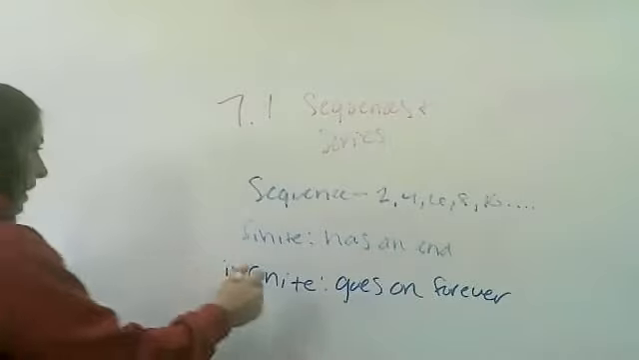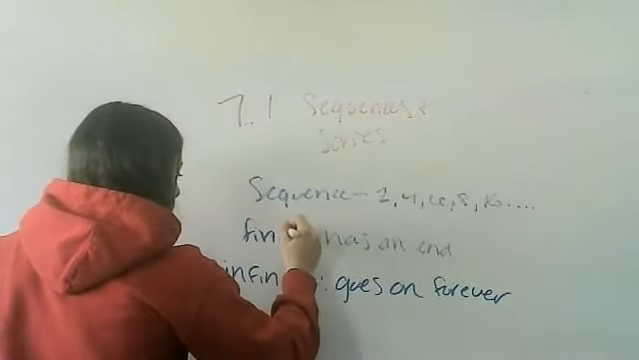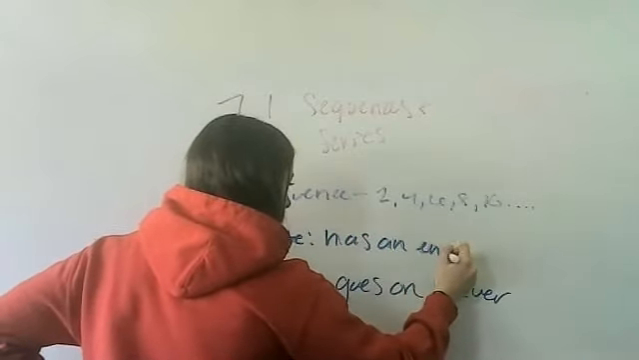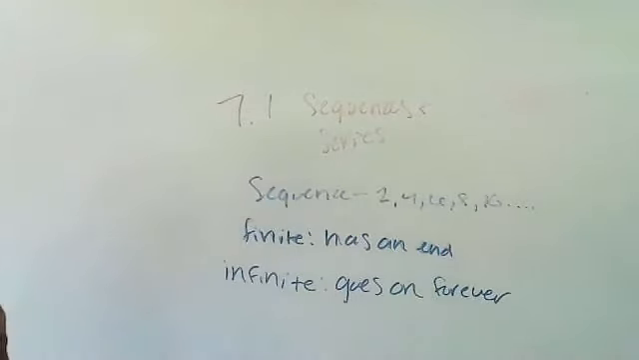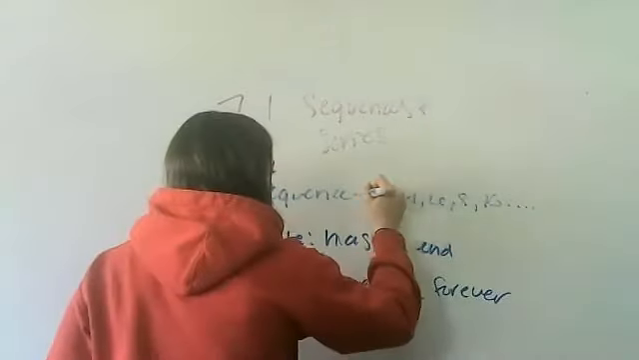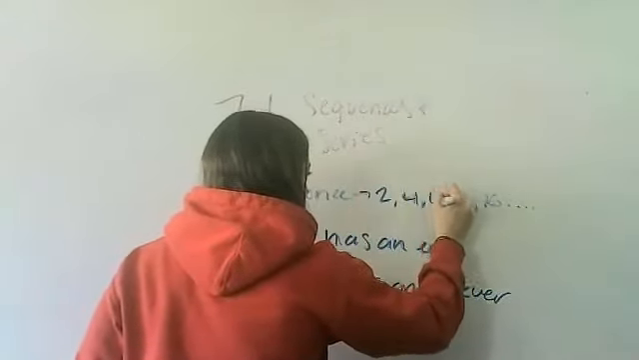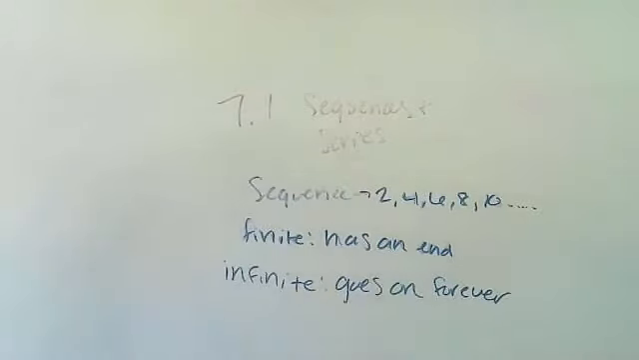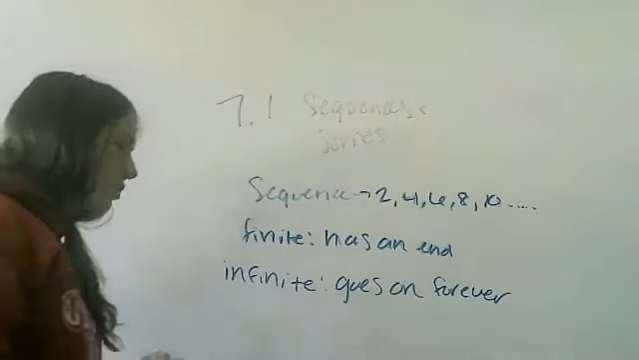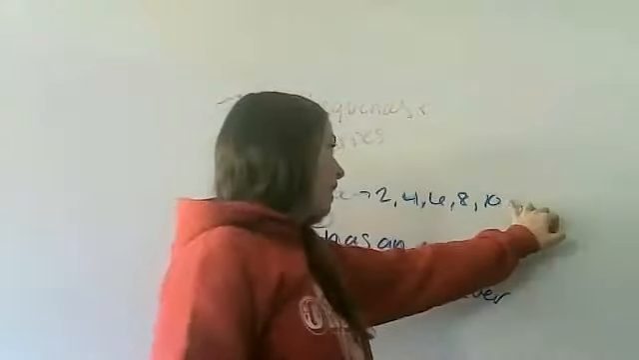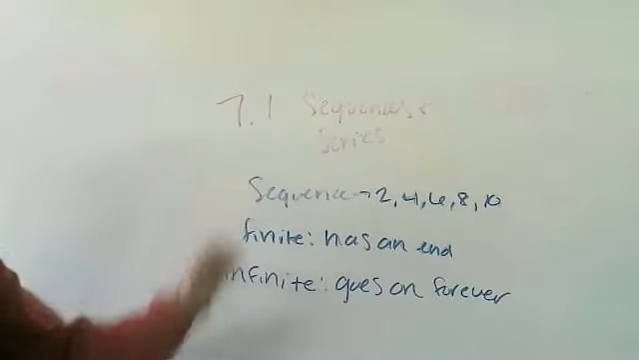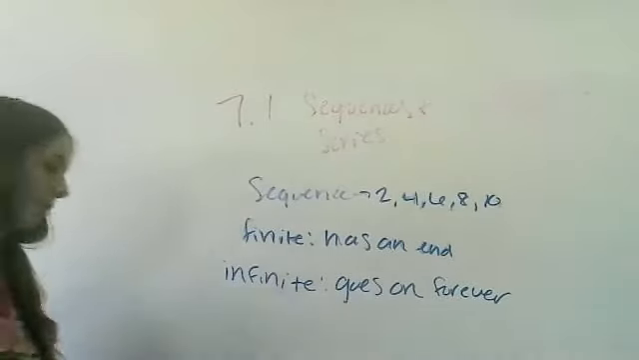Again, finite meaning has an end, or infinite meaning it goes on forever. So if we look at this top sequence, 2, 4, 6, 8, 10, dot, dot, dot, those dots mean I'm continuing on. I'm not saying there's going to be an end to this, so that means it would be an infinite sequence. If I took these dots away and just said it was 2, 4, 6, 8, 10, that would be a finite sequence because it does have a definite end there, okay?